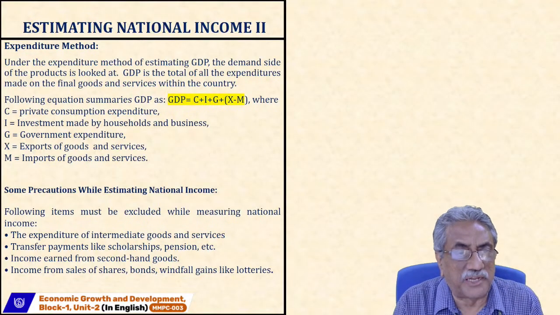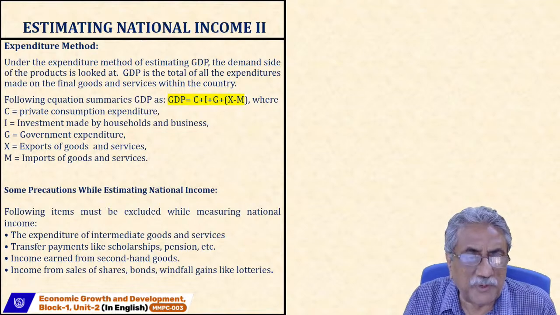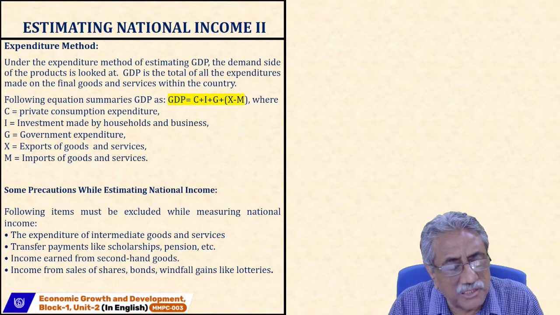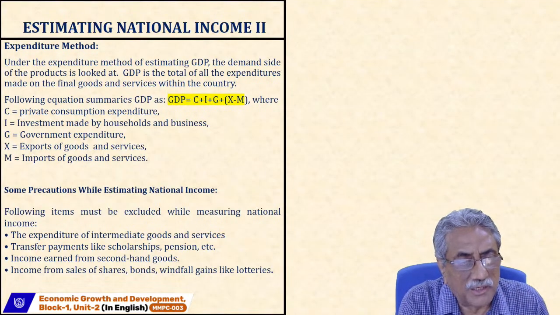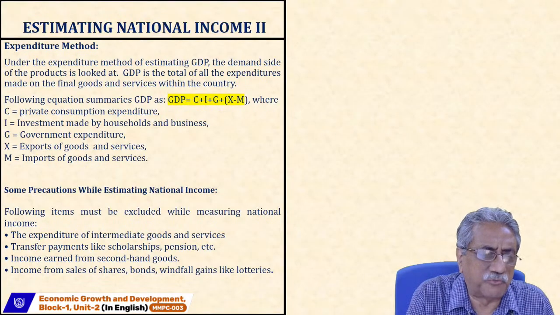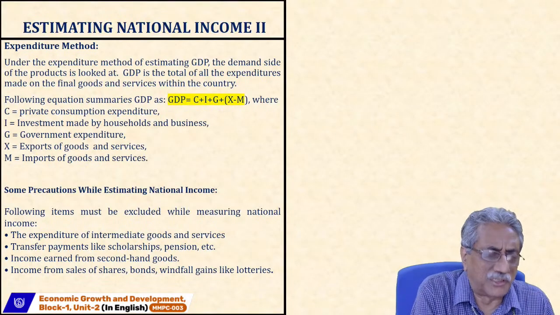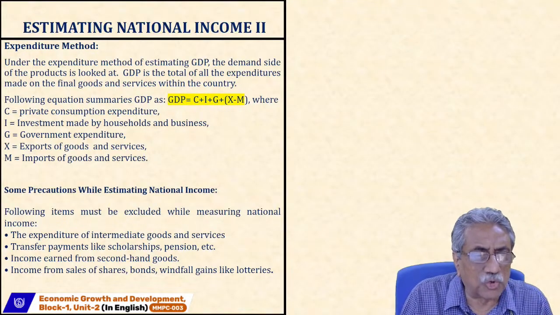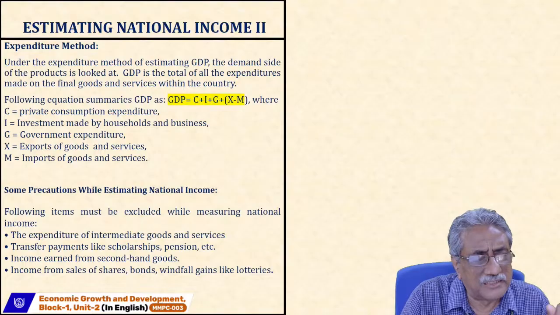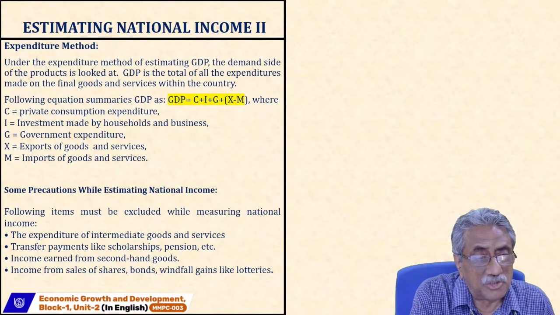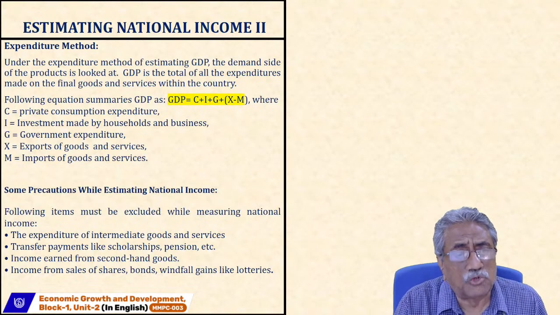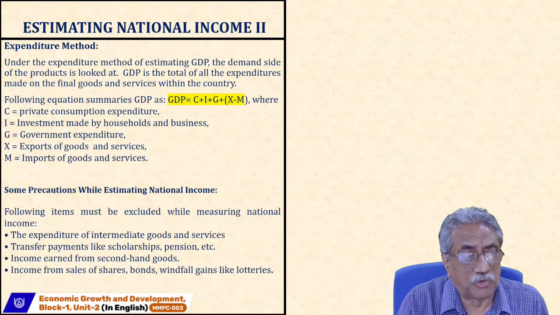Some precautions while estimating national income. The expenditure on intermediate goods and services should not be counted, because then there will be duplication. As I told earlier, if I add the cloth cost 500 and my shirt cost 1500, then the total is 2000. But actually it is not. That cloth has gone into the 1500. The labor paid 300 has gone into the 1500. So 700 is the actual value addition. That is why intermediate goods and services should not be taken into account.